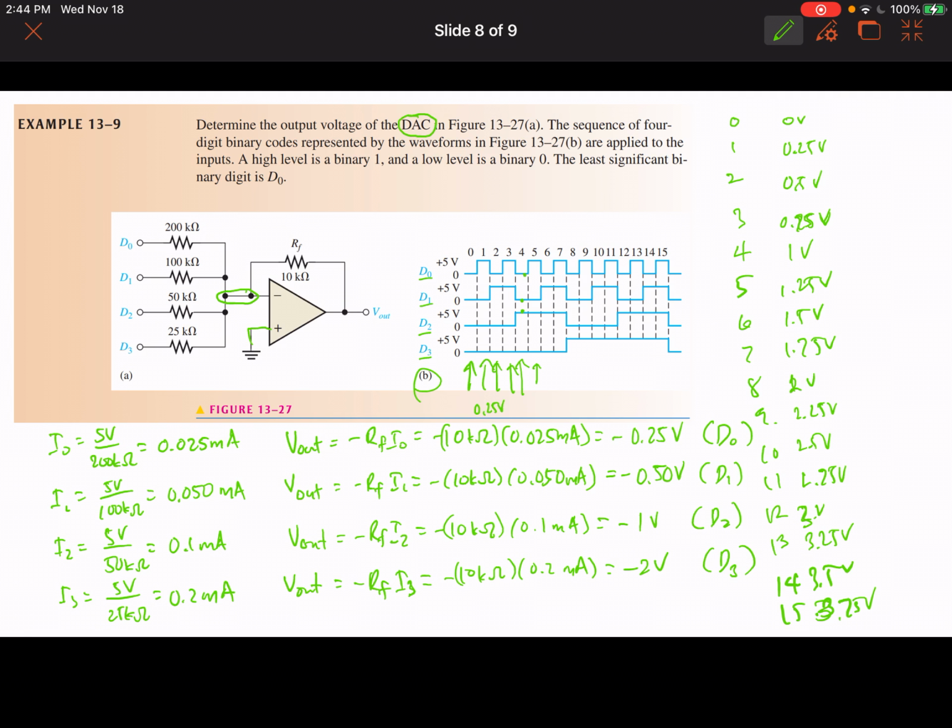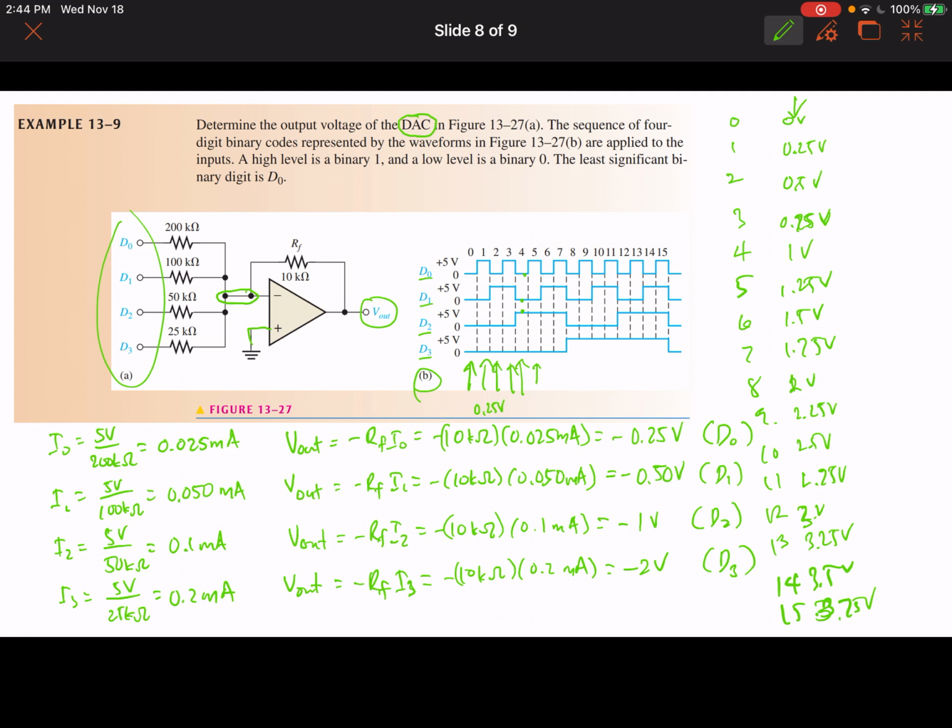Okay, now how is this a digital to analog converter? Well, this is your analog signal. So that's the output that you have here, and that goes to whatever circuit that you have, which needs this voltage. Digitization happens right here.